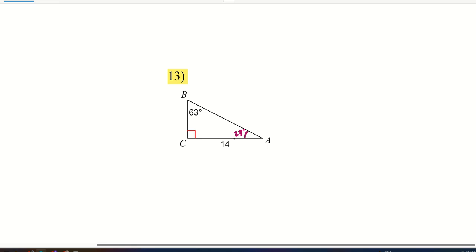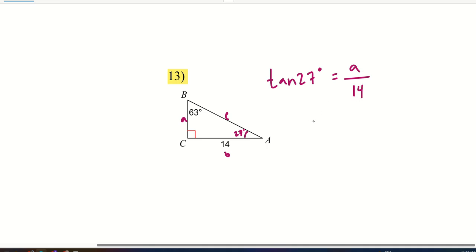So let's do tangent of this 27 degrees, and let's call the sides a, b, and c. This is little a, this is little b, and this is little c, opposite each of their respective angles. If I do tangent of this 27, I'm going to get my opposite, which is little a, over my adjacent, which is little b, which is 14.